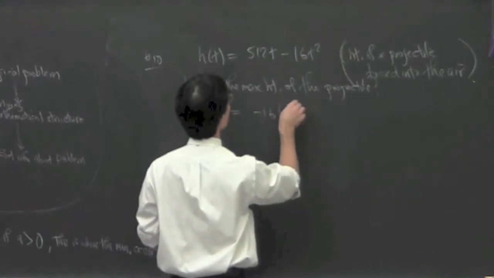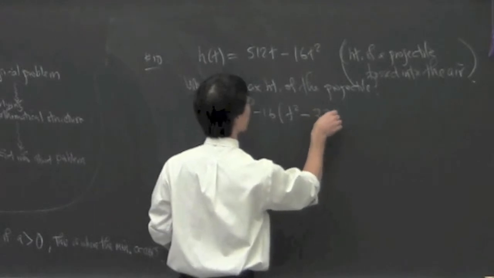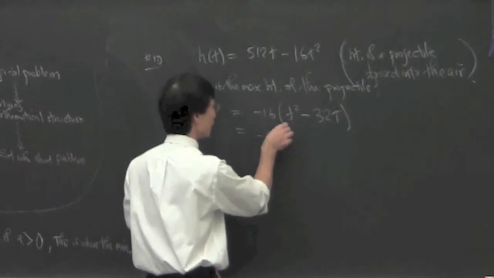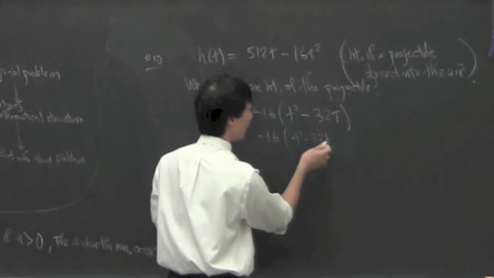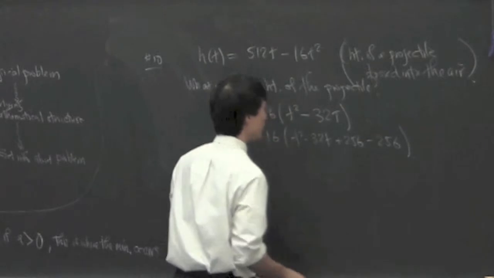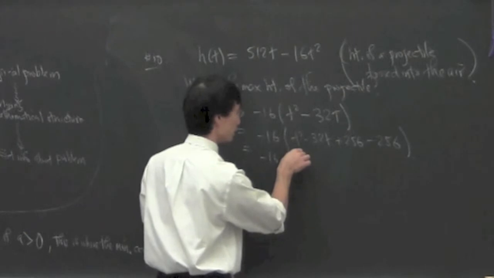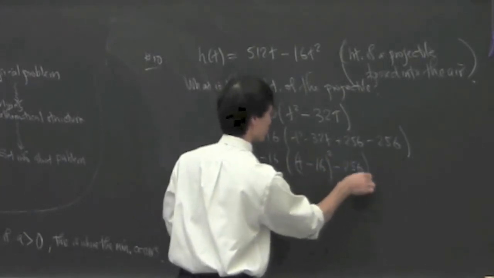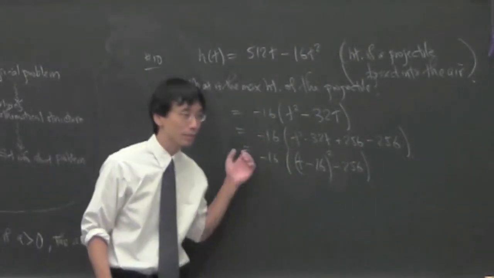We get t squared minus 32t. And then you complete the square: t squared minus 32t, half of that squared is 256. And so you get negative 16 times t minus 16, quantity squared, minus 256. Okay, so you do completing the square, and what does that tell you?